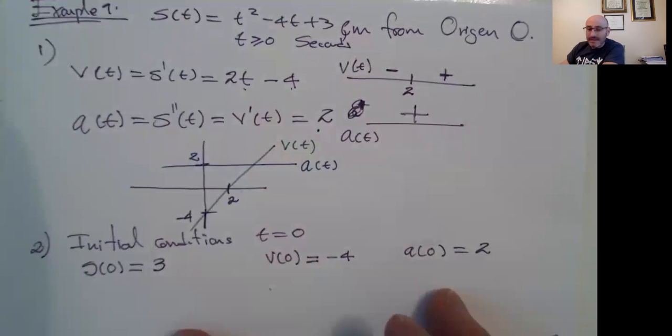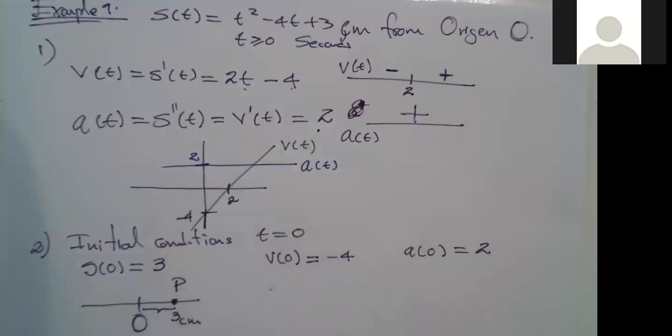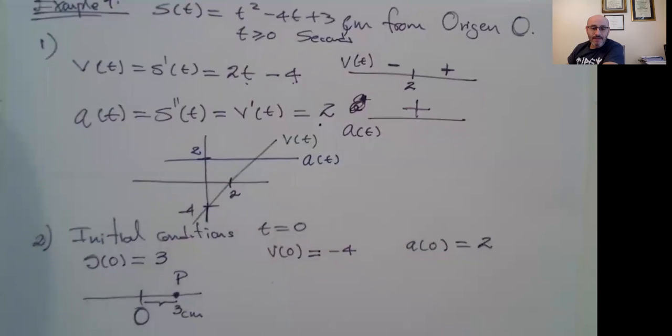Okay, so let's make an interpretation of this. What does it mean that the position at 0 is 3? Well, that means graphically, if this is the origin, the particle P is 3 centimeters to the right of the origin, right? Yeah. That's what it means so far.